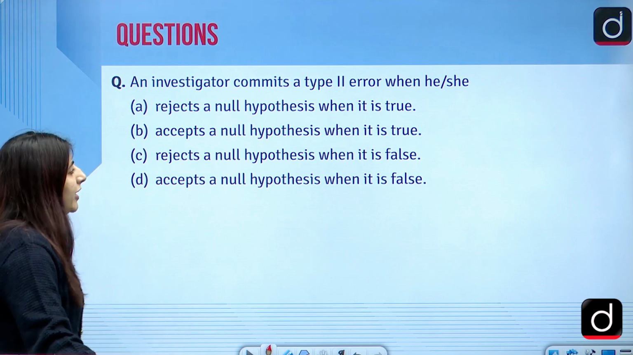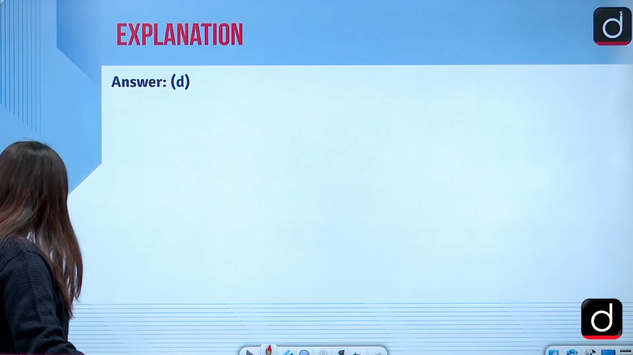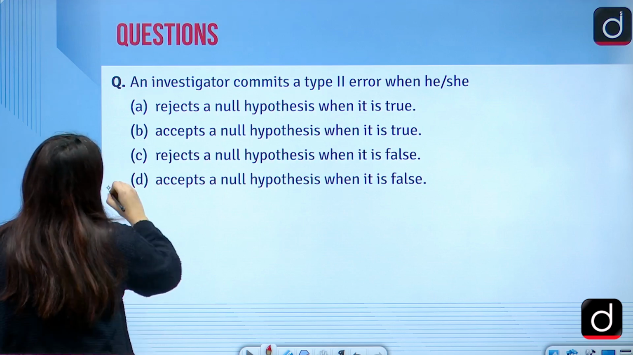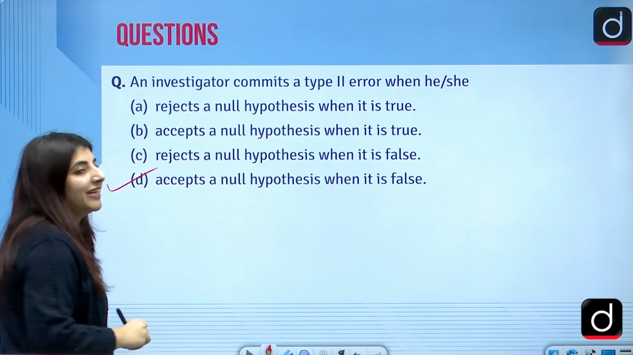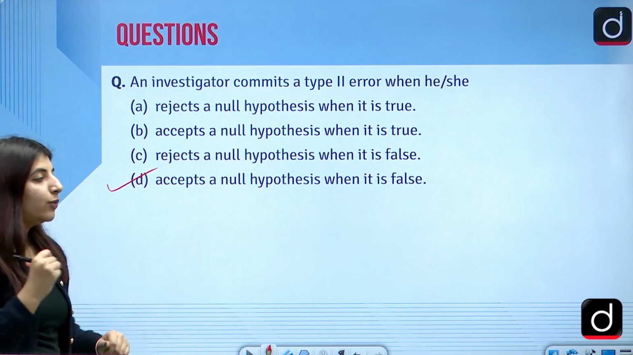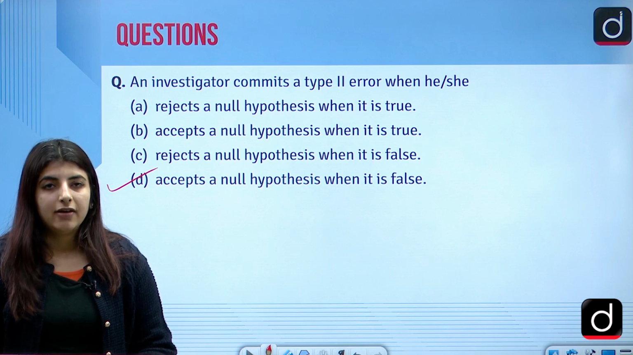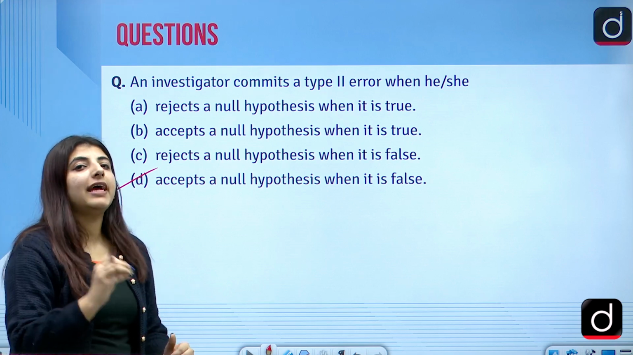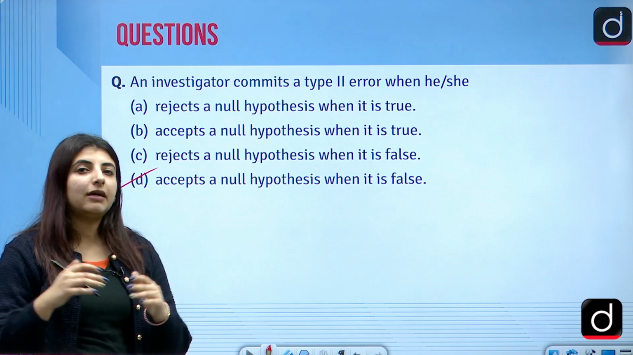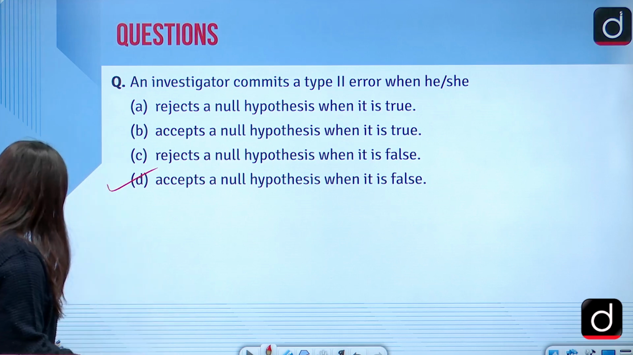The answer to this question is option D. Accepts a null hypothesis when it is false. When doing research, obviously we can commit certain errors, right? In research, those errors are subdivided into two categories. Let us just see.